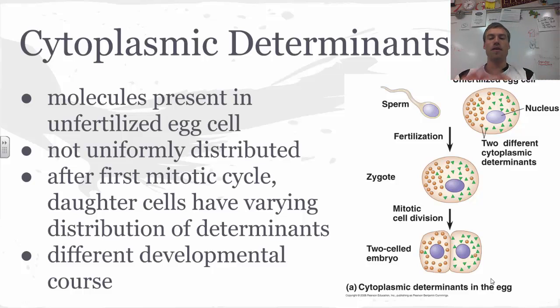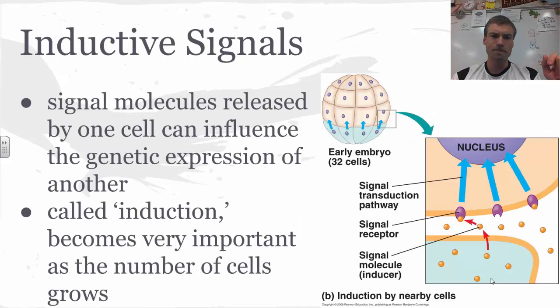So what happens is that when the cytoplasm splits during the first mitotic cycle, your daughter cells end up having varying amounts of each of those determinants, which means that now you have different molecules in each one. Therefore, that leads to different developmental courses. And so those two cells are going to be moving in different directions in terms of what types of cells they are going to eventually turn into.